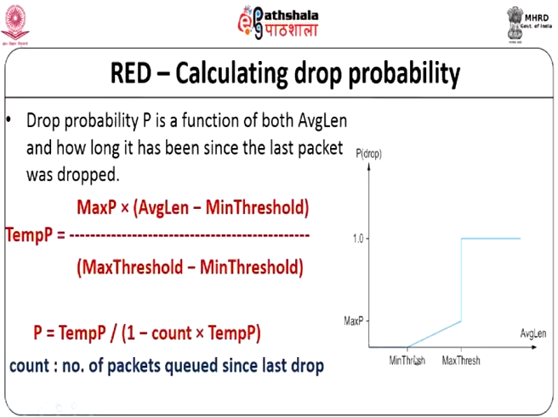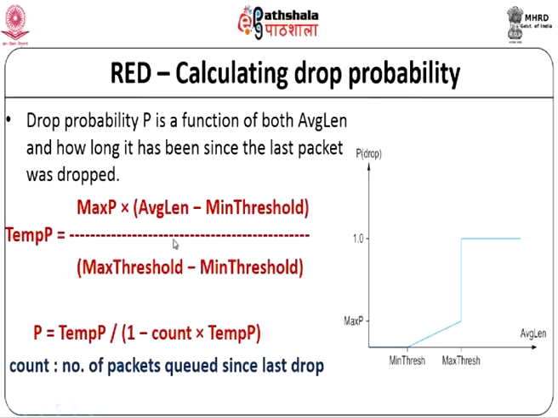Now between the minimum threshold and the maximum threshold, the drop probability will increase. We would like it to increase linearly, and once it crosses the maximum threshold, we will definitely drop the packets, which means the drop probability becomes 1. This is what is shown by this figure. So between the min threshold and max threshold, how do we actually calculate the probability value? That is what we are looking at.